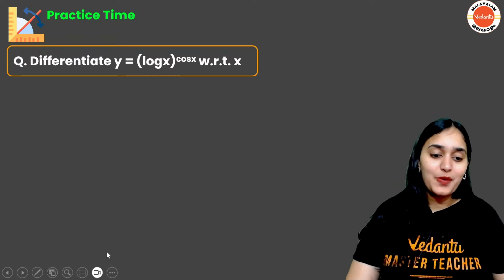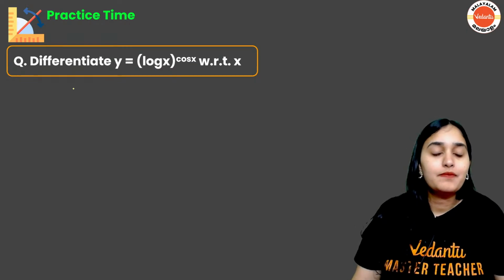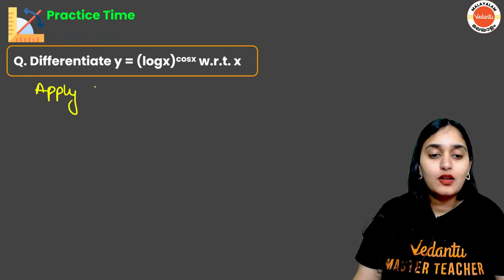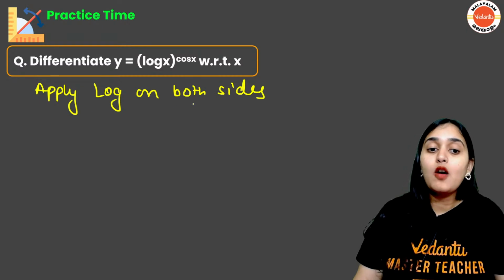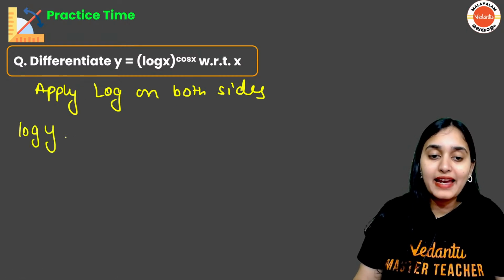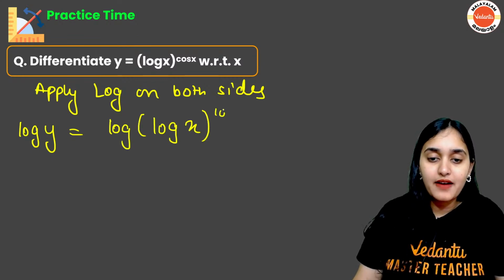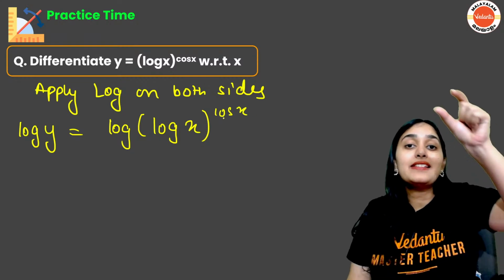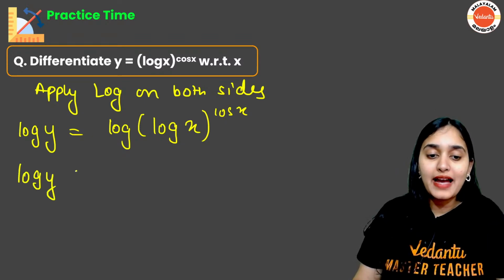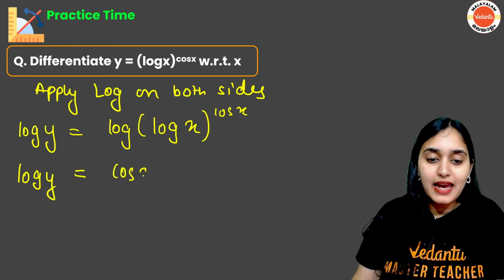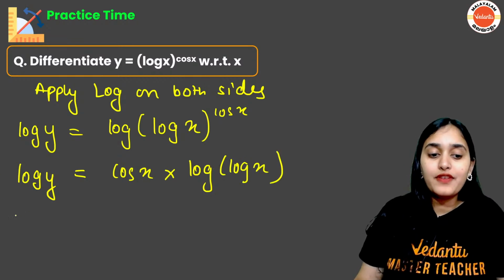Next question. Differentiate y is equal to log x to the power cos x. Simply apply log on both sides. When you apply log on both sides, log y is log of log x to the power cos x. Now, whenever there is a power, it will come in front. So, it will become log y is equal to cos x into log of log x. Now we will differentiate it.